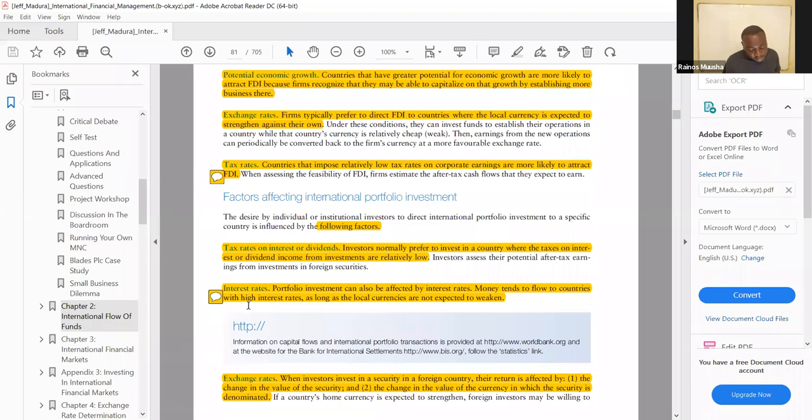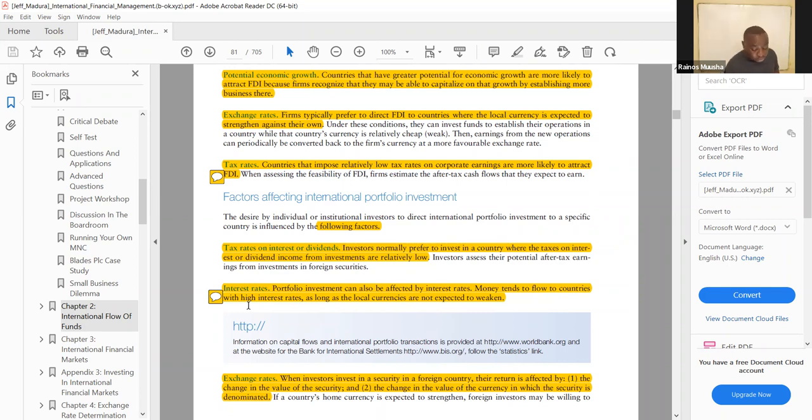And here they say, investors normally prefer to invest in a country where the taxes on interest and dividends, income from investments, are relatively low. Remember, you don't want a situation where you are taxed on the dividends in the foreign country, and then taxed on the dividends in your home country as well. So the moment they see that the net effect of the taxes is less on the interest and dividends that they're going to be earning on their investment.